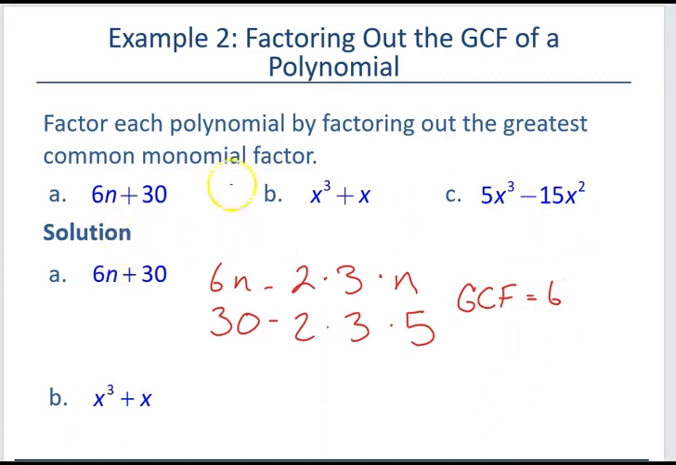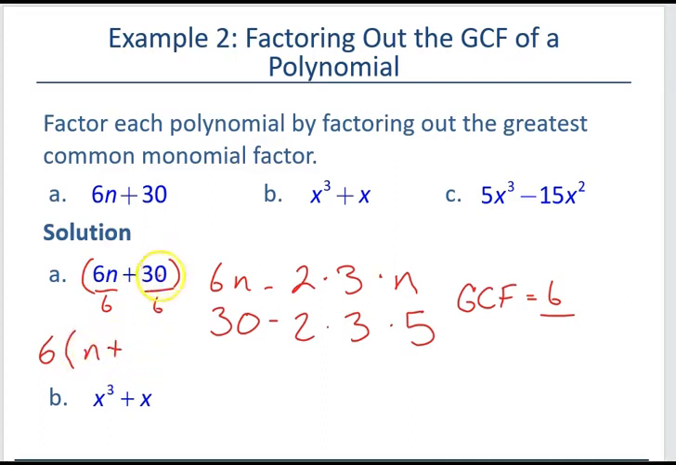So if we factor that out, what's going to happen here is, let's put a parenthesis around this, and we're going to divide everything in here by 6. Now, whatever our GCF is, we want to pull it out. We want to put it right out here. And so notice 6 divided by 6, well, that's just going to cancel out and leave the n.